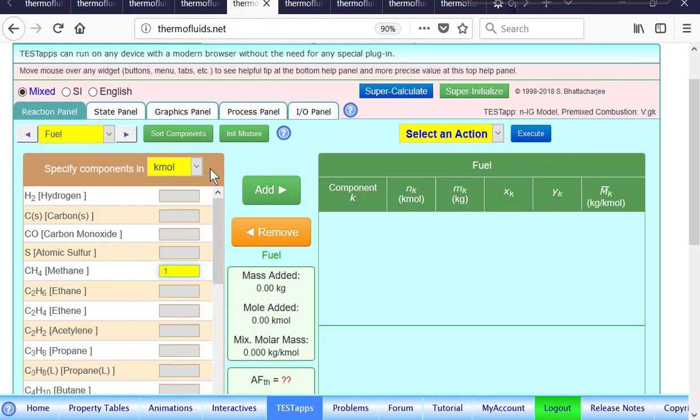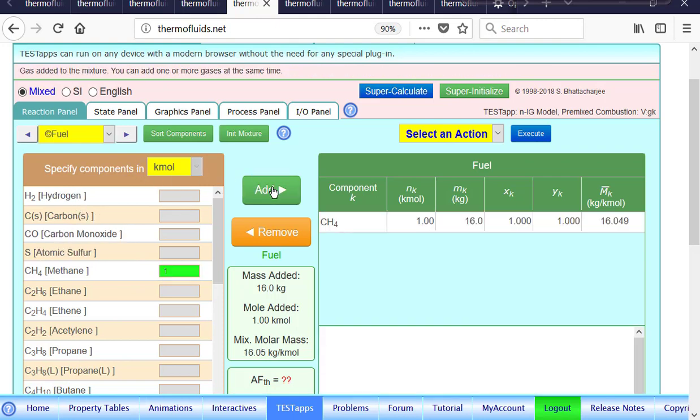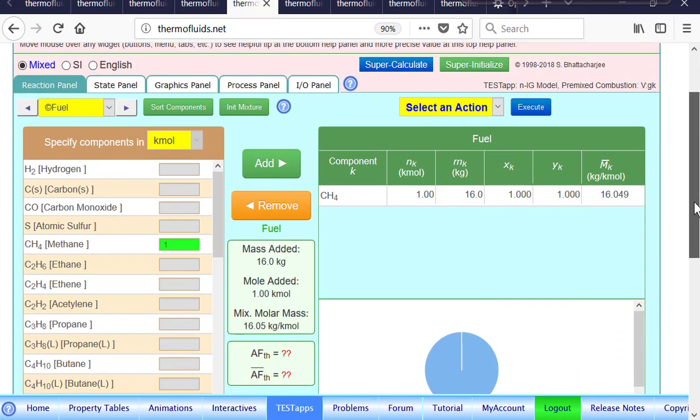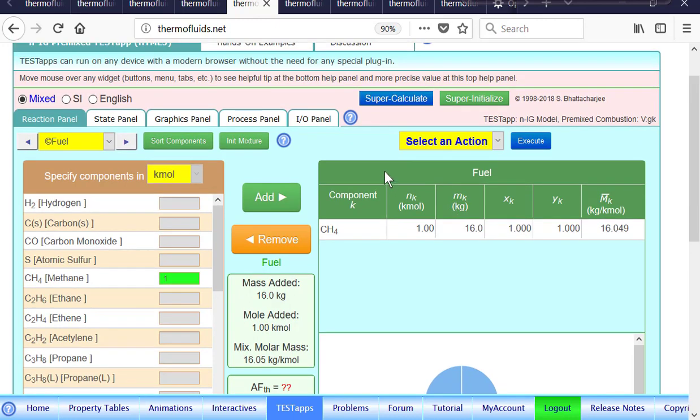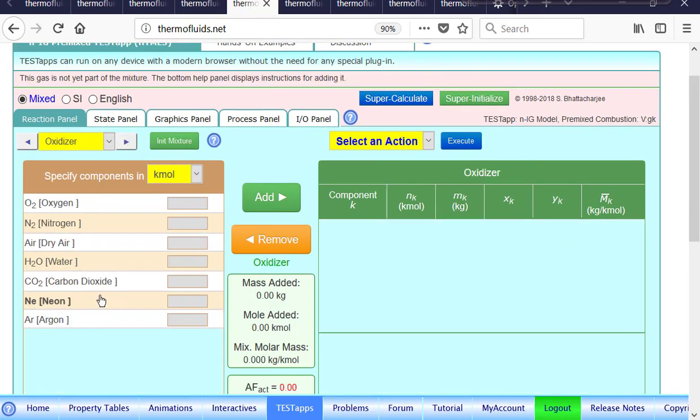There are many ways you can balance a reaction here; you can click the help button to see them. But let's try a very quick method. Let's say 1 kilomole of methane is added to this tray. This is my fuel. It's pure fuel, pure methane. We could go and select oxidizer, etc.